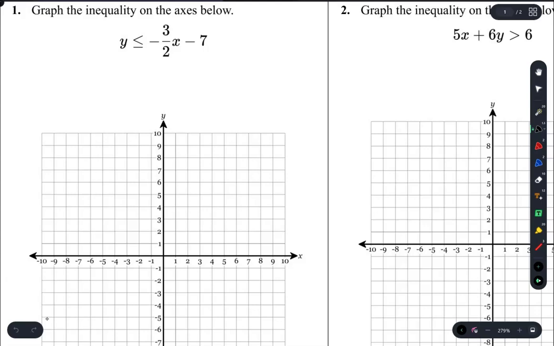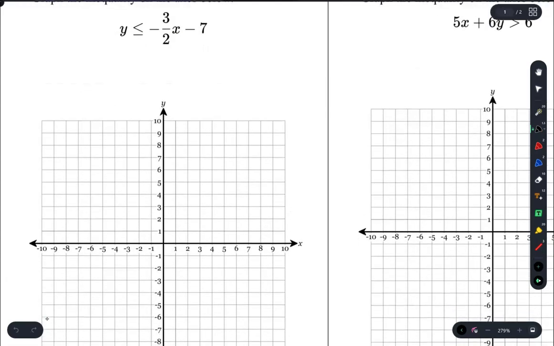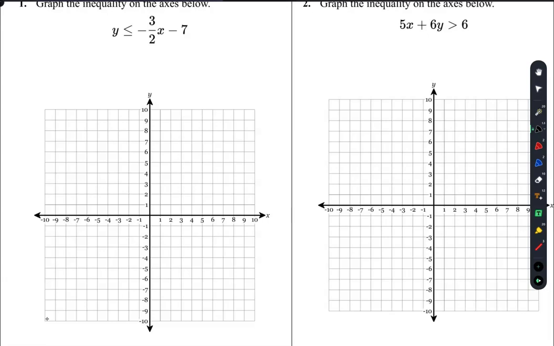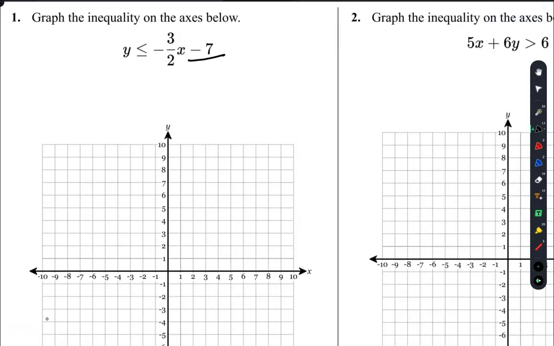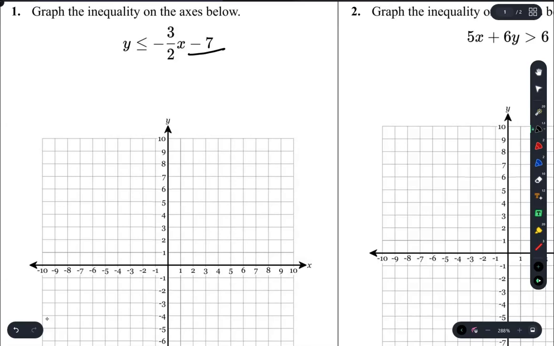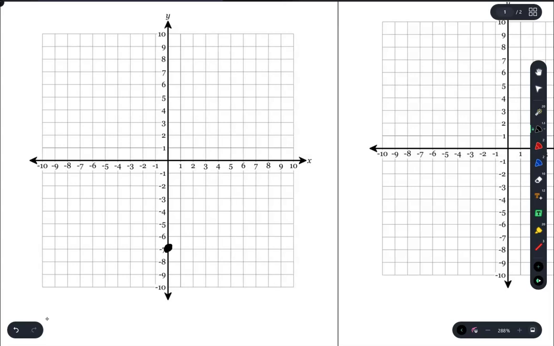So I'm going to go over here. Hopefully I got the right thickness on this. I'm going to go to -7 on the y-intercept, which is right here. And don't forget, it's -7 because of this minus right here. Next, it's got -3/2, which means I'm going to go down 3 because it's negative, and go to the right 2.